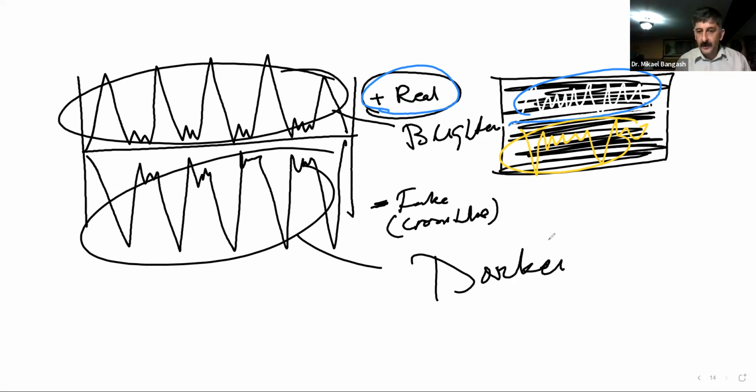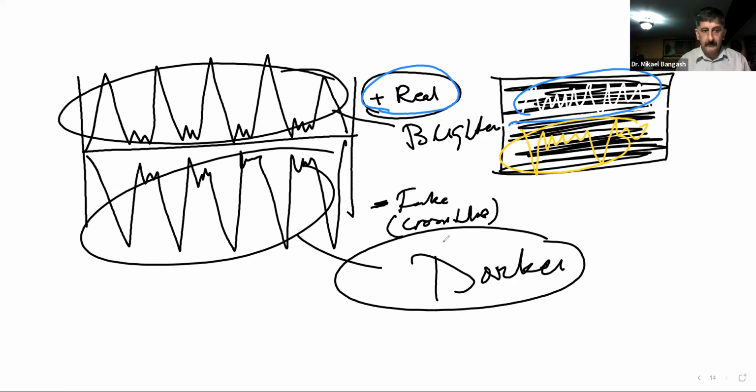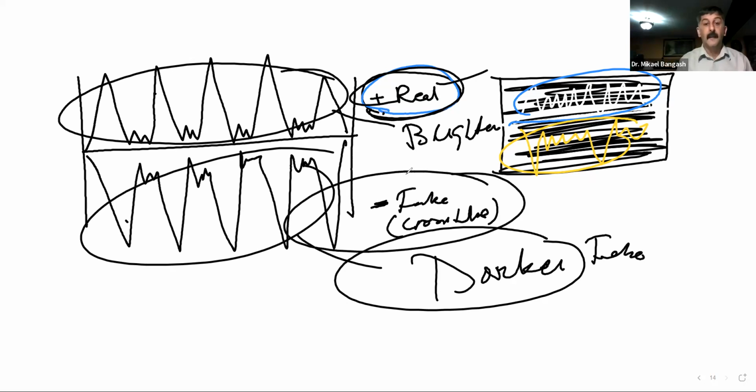So mainly because the graph appears darker here than the graph up here, this is going to be fake and this one is going to be real. And that's where we can say we actually had a positive Doppler shift, with the negative Doppler shift shown here being fake, an artifact, or what we call crosstalk.